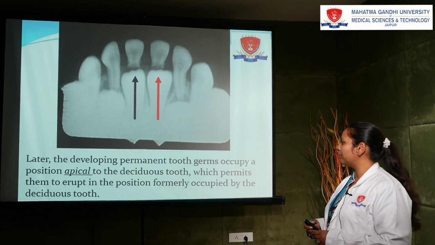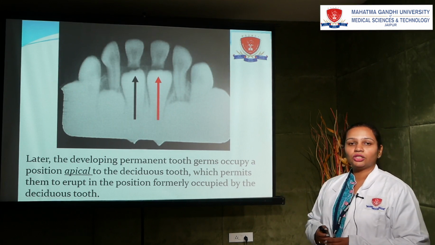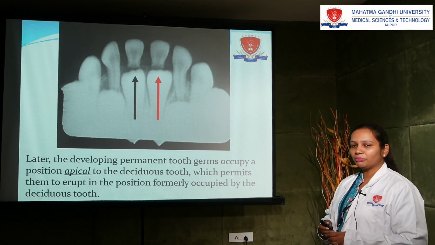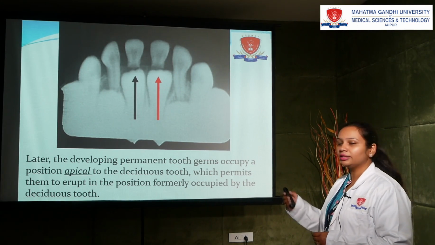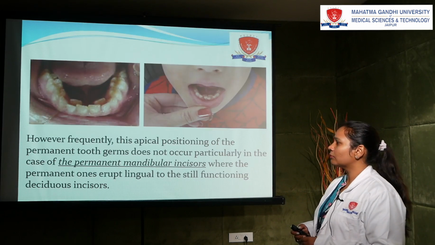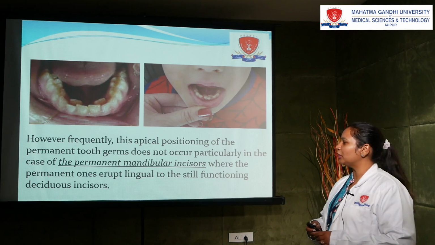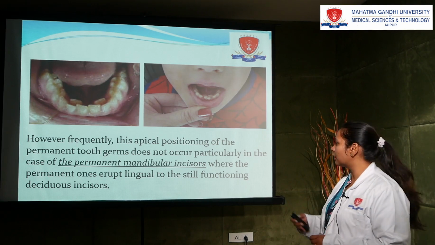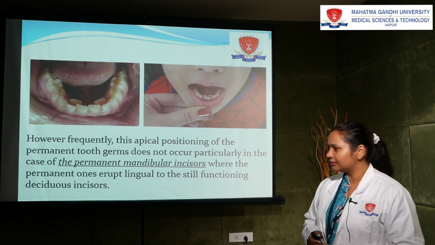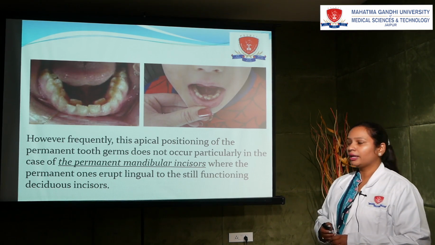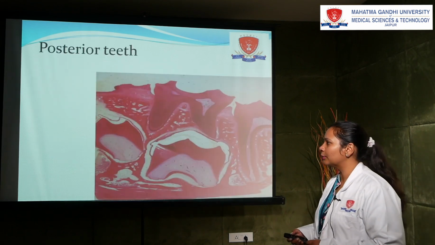Later, the developing permanent tooth germ occupies the position which is apical to the deciduous tooth, which permits it to erupt in the position formerly occupied by the deciduous tooth. However, frequently this apical positioning of the permanent tooth germ does not occur, particularly in the case of permanent mandibular incisors, where the permanent ones erupt lingual to the still functioning deciduous incisors.